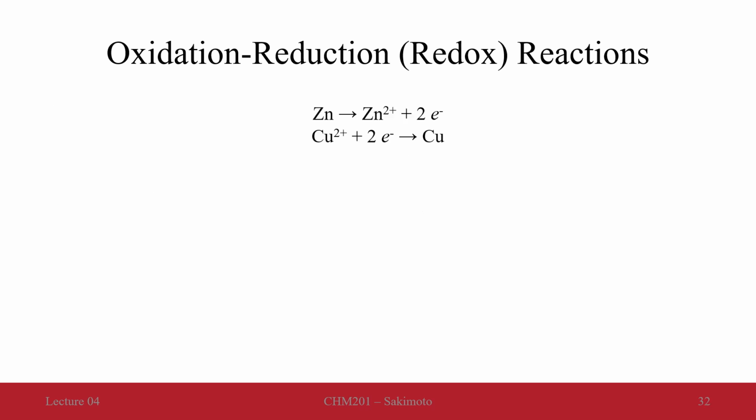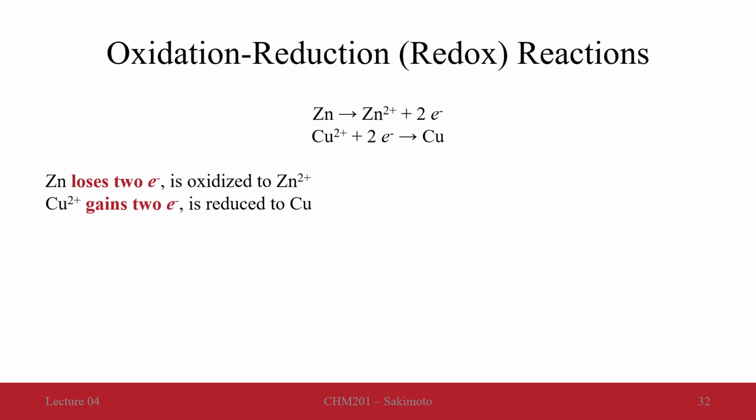Some nomenclature, some naming terms that you'll see common throughout redox reactions. Try to specify the term for the zinc in this reaction versus the copper. In this particular reaction, we would say that zinc, being the thing that loses electrons, in this case 2 electrons, is oxidized. By losing electrons, it's oxidized to zinc 2 plus. By complement, copper, by gaining 2 electrons, is going to be reduced to copper 0, or pure elemental copper.